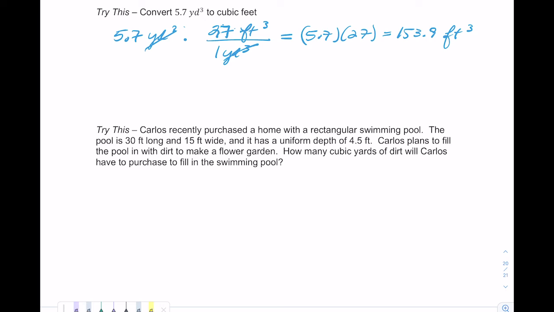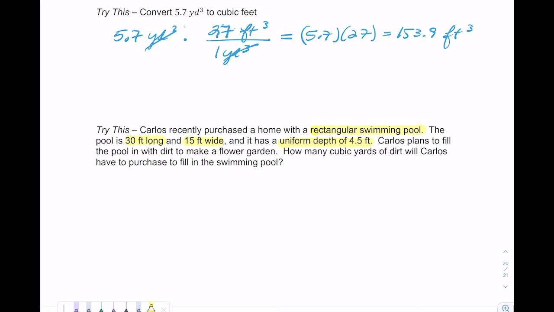So let's highlight what's important here. I know that we have the rectangular swimming pool, and the dimensions are 30 feet long, 15 feet wide, and it says it has a uniform depth of 4.5 feet. Uniform means it just stays the same, it's flat. So the depth stays constantly 4.5, it's not changing.